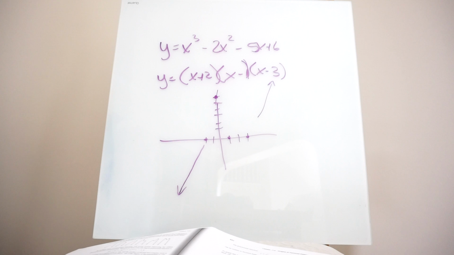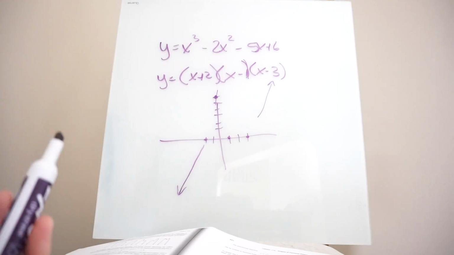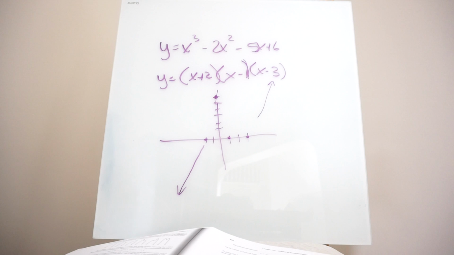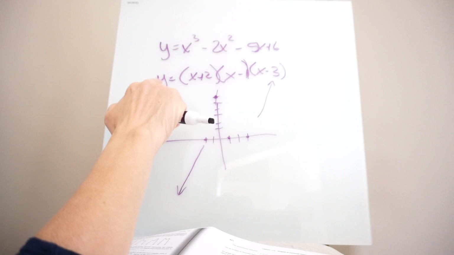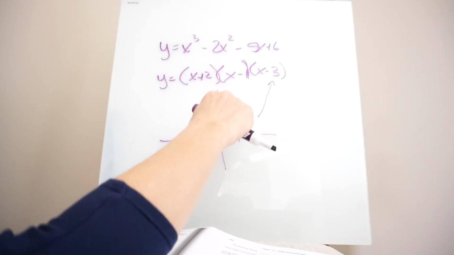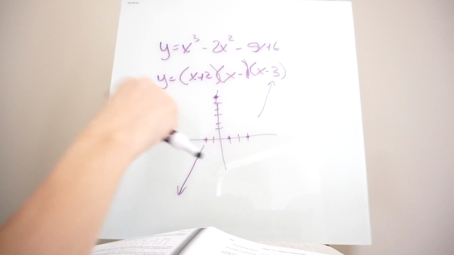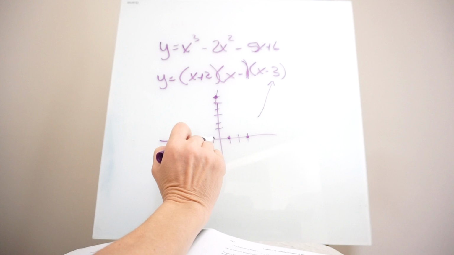So now we need to figure out, well, what is this going to look like? Because we know it's a cubic function, it's going to have at most 2 turning points. So we know that this is going to turn somewhere in here and then somewhere down here. Since this one's condensed, we can pick a point here.